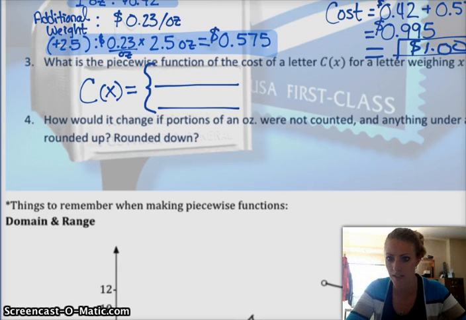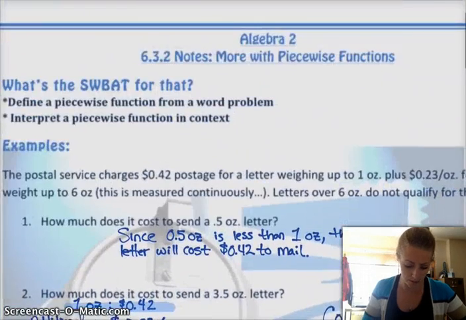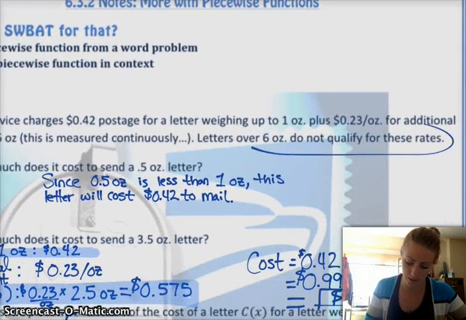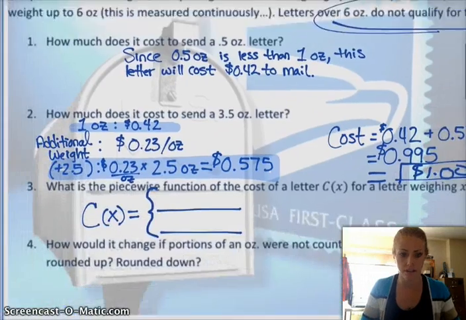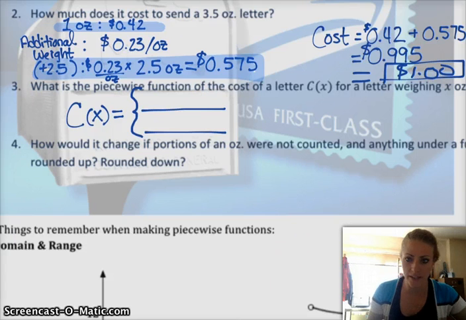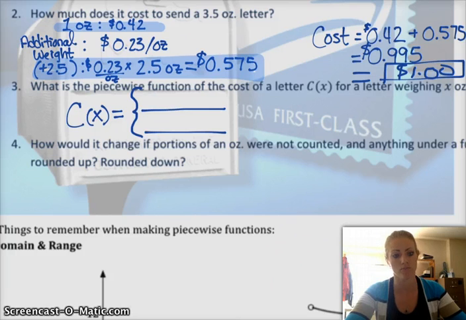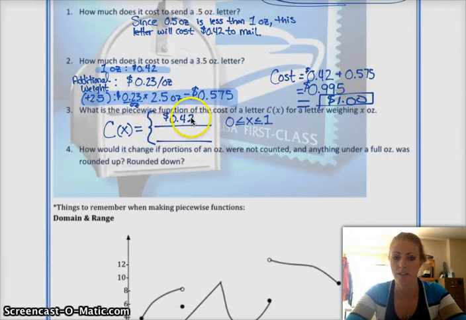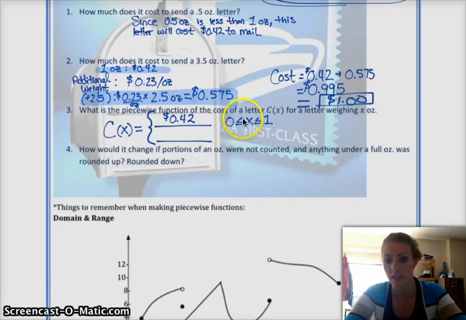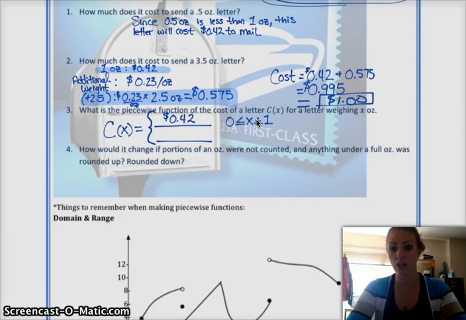You can't have negative weight, so your domain is not going to be negative. You're only going to be dealing with values of X that are between 0 and 6, because remember, letters over 6 ounces do not qualify for these rates, so they're not part of this domain. The first scenario is the weight is between 0 and 1 ounce. That's what this says: the cost is 42 cents if X is between 0 and 1, if the weight's between 0 ounces and 1 ounce.